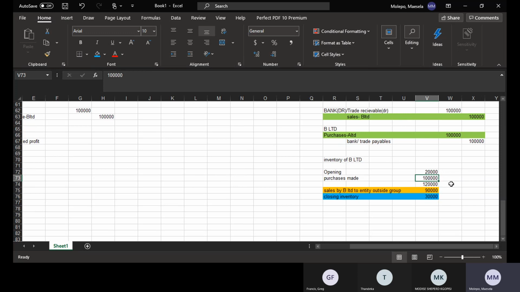If you check this, they will balance. I have an opening inventory of 20,000. Then I made purchases of 100,000, so my total inventory is sitting at 120. I made sales of 90,000. If you deduct the 20,000 of the opening, I will remain with 70,000. Out of the 70,000, when you deduct it from the 100,000, you are left with 30, which represents the inventory not yet sold at the end of the year.